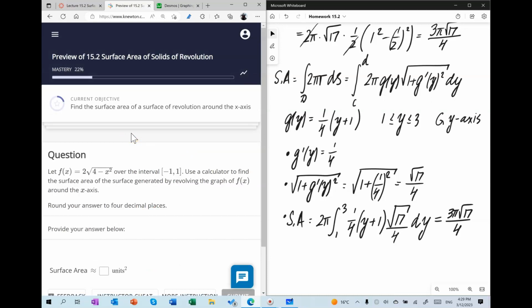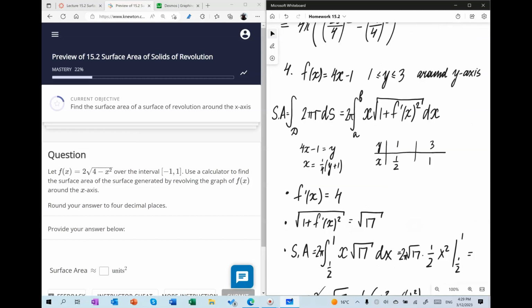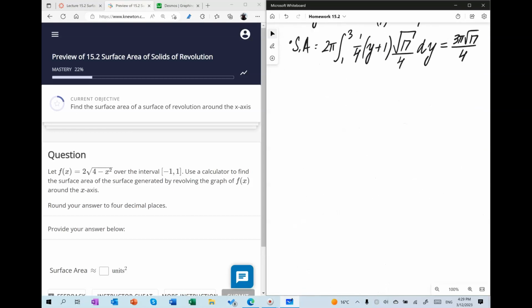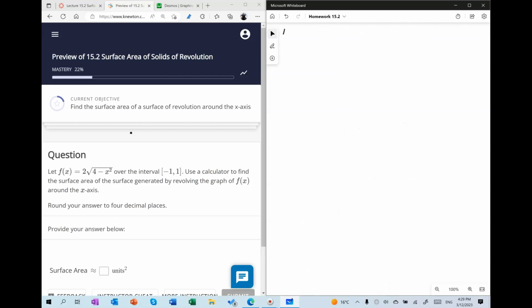All right, this time we're asked to use the calculator, which is nice. Will save us a little bit of time. We have a function, we have an interval, and I have to assume that it's in terms of x, and we're rotating it around the x-axis.